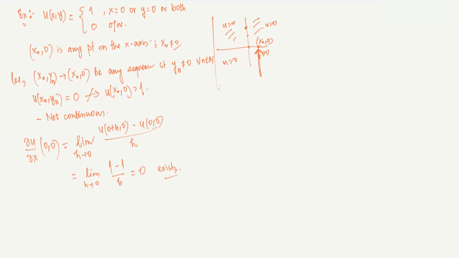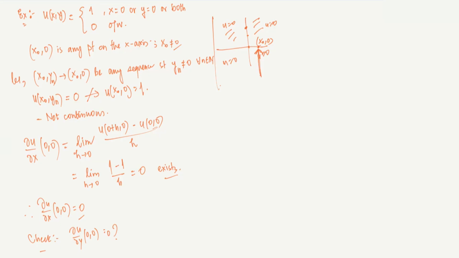The limit exists. So what is therefore del u del x, the partial derivative of u with respect to x at the point 0, 0? It is going to be 0. And similarly, can you check? What is the partial derivative of u with respect to y at the point 0, 0? One good thing is that you can check that this actually exists and is going to be 0. So please check this part.